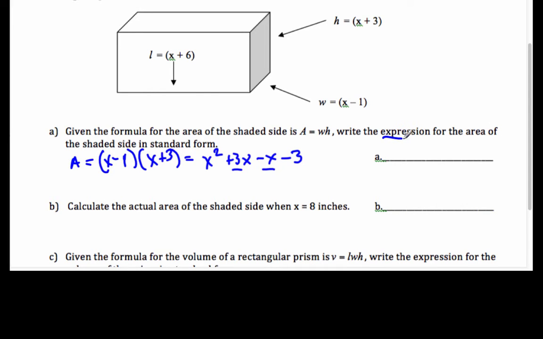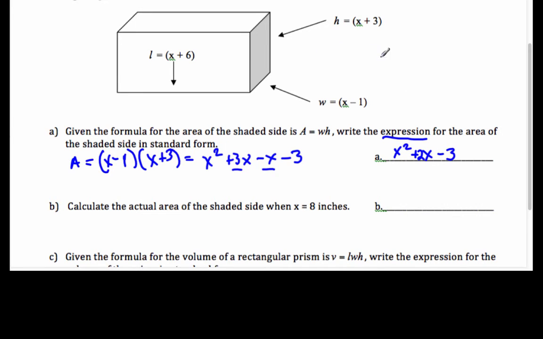So since it's asking for the expression and not an equation, I can just write this half of the equal sign. So x squared, then we have 3x minus x is plus 2x, minus 3. So there's my expression. For B, it says to calculate the actual area of the shaded side when x equals 8. Now I can go through again and substitute 8 into here for each of the x's.